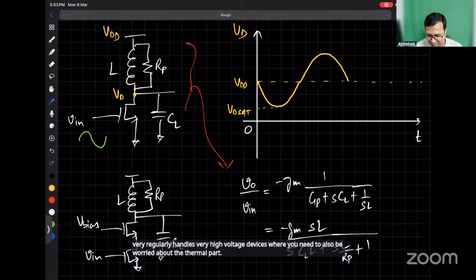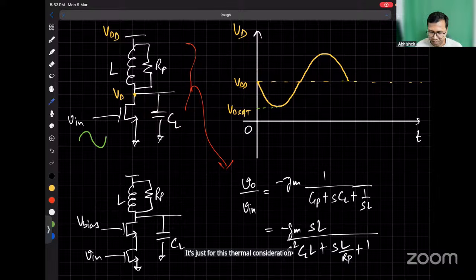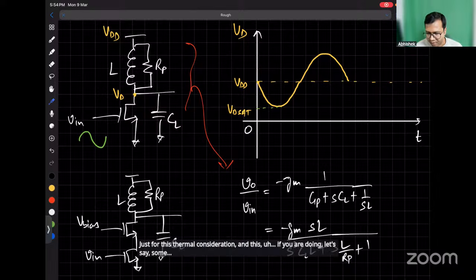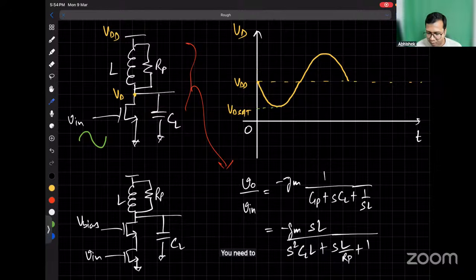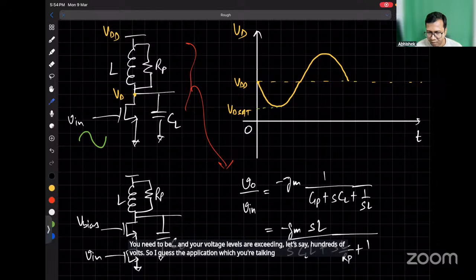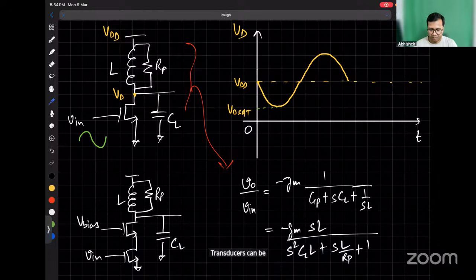Just for this thermal consideration, if you are doing, let's say, transistor level design on a PCB, and your voltage levels are exceeding, let's say, hundreds of volts. So I guess for the application you're talking about, the voltage levels may easily exceed 100 volts. Those transducers can be very difficult to drive.